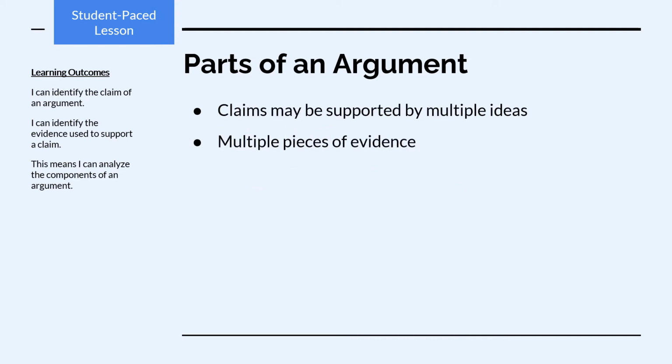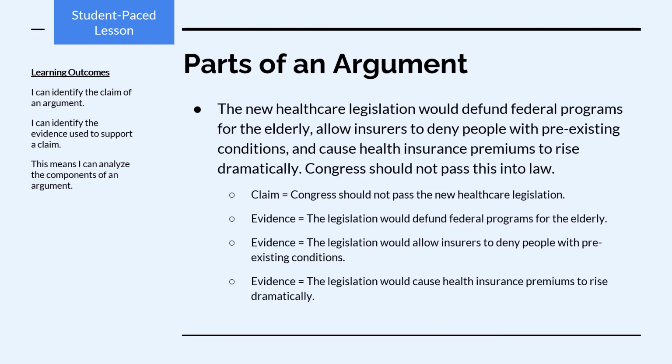Claims may be supported by multiple ideas, by multiple pieces of evidence. This argument says that the new healthcare legislation would defund federal programs for the elderly, allow insurers to deny people with pre-existing conditions, and cause health insurance premiums to rise dramatically. Congress should not pass this into law. Here we have an argument with my claim: Congress should not pass this new healthcare legislation into law, and that's supported by three different pieces of evidence: that the legislation would defund federal programs for the elderly, it would allow insurers to deny people with pre-existing conditions, and would cause health insurance premiums to rise dramatically.